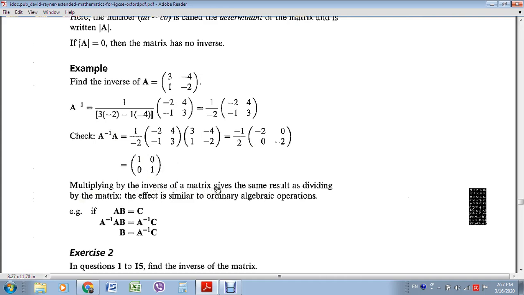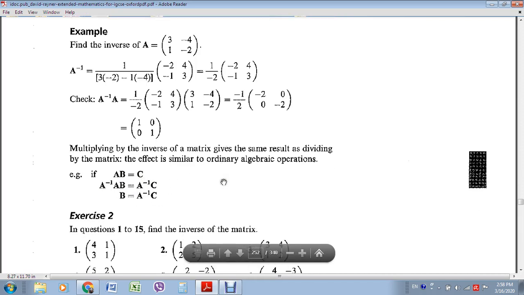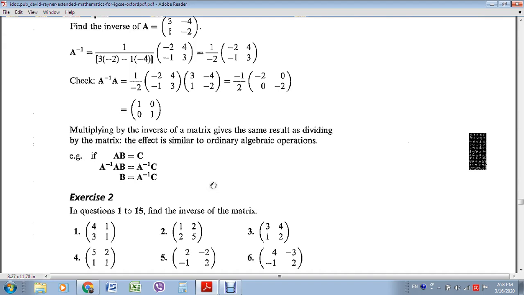Multiplying by the inverse of the matrix gives the same result as dividing by the matrix. The effect is similar to the ordinary algebraic expression. A multiplied by B equals C, or A inverse multiplied by AB equals A inverse C. It means when you multiply A by B, the answer is C. And A inverse AB equals A inverse C, because AB is equal to C. So B will be A inverse C. In this way, this is the algebraic expression, one kind of operation.